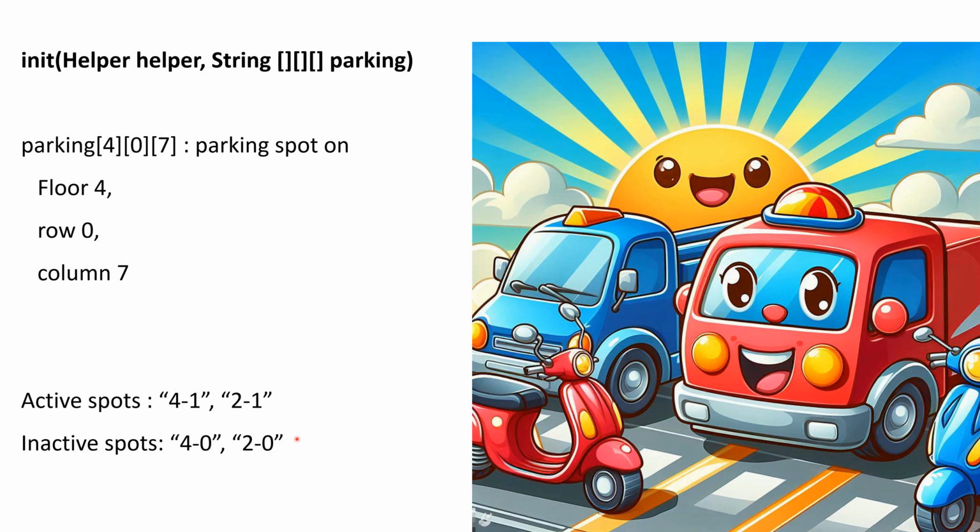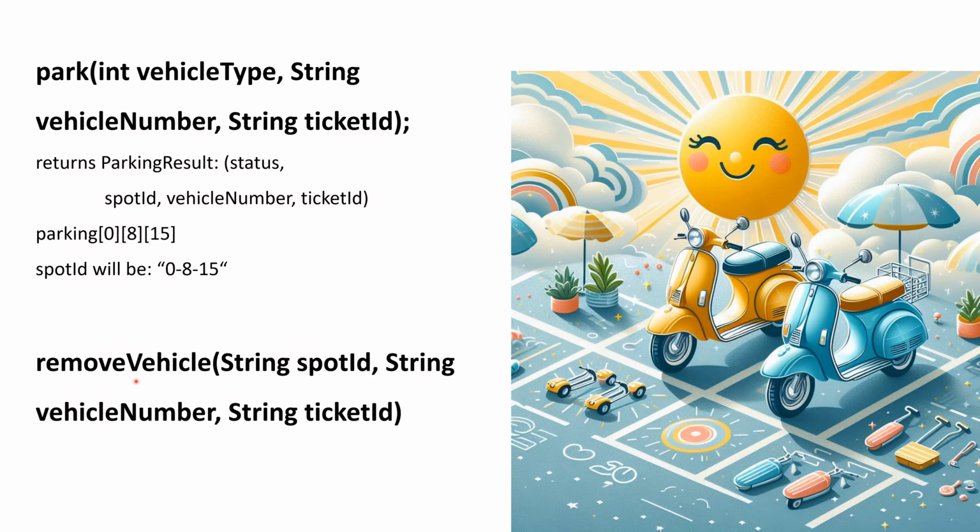The two main functionalities of a parking lot are park and remove vehicle or unpark vehicle. So what the park method does is it finds an active and empty parking spot based on the vehicle type, and then it assigns that parking spot to the vehicle and maps vehicle number and ticket ID to the assigned spot ID. For example, let's suppose we chose the spot at 0th floor, 8th row and 15th column to park our vehicle. So its spot ID will be 0, 8 and 15, and then it returns a parking result object with 4 fields, namely status, spot ID, vehicle number and ticket ID.